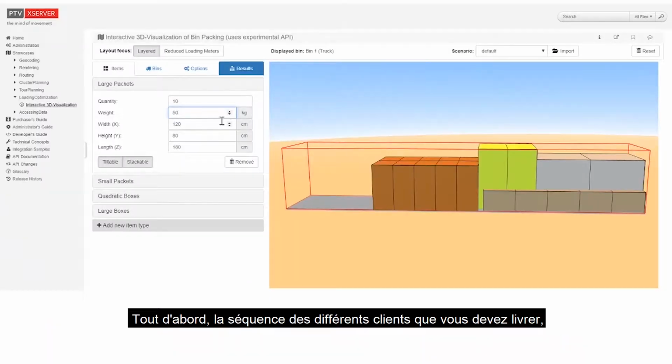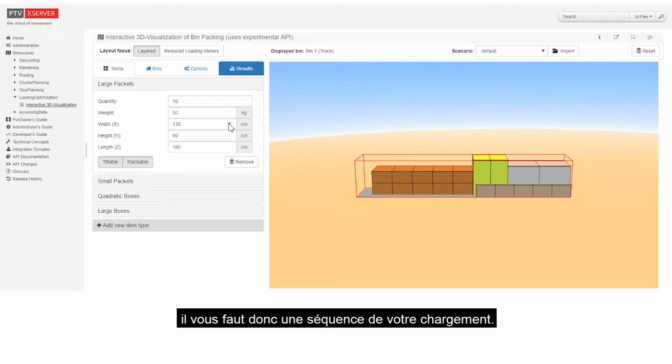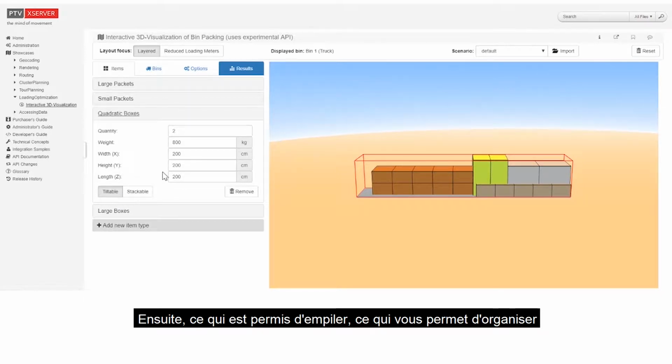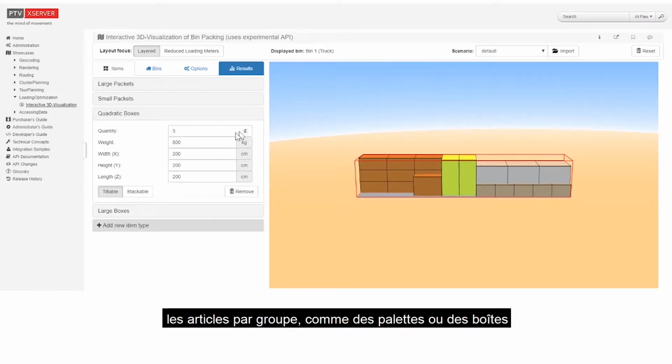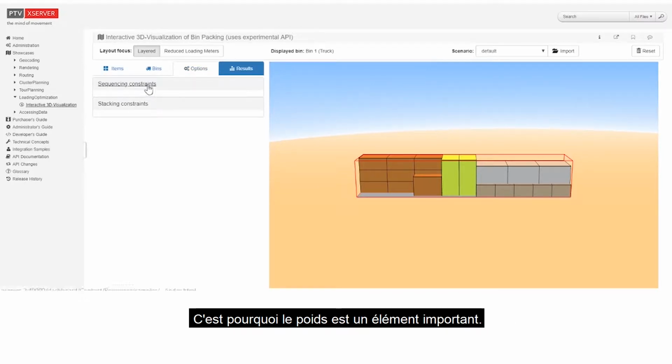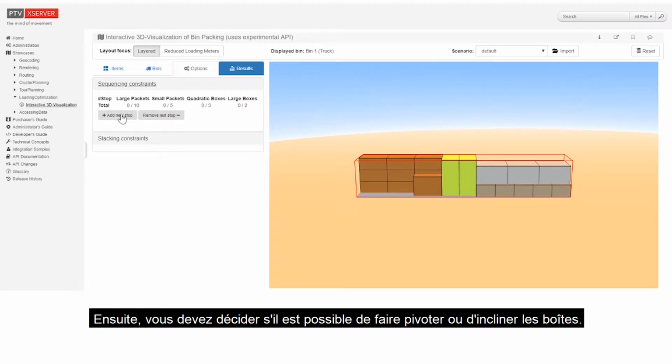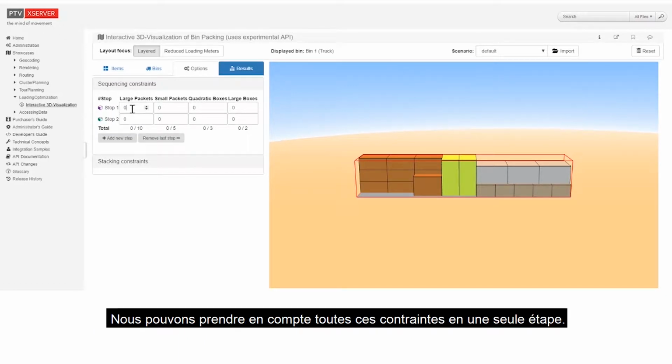First of all, the sequence. So you have several customers you would like to serve with your articles. So that means you need a sequence of your loading. The next topic is what is allowed to stack. So you have maybe groups of items like the pallets, like boxes, whatever. So therefore the weight is a really important part. Then you have to decide, is it possible to rotate or to tilt? So therefore there are a lot of constraints to be considered, and that's something we can do in one step.